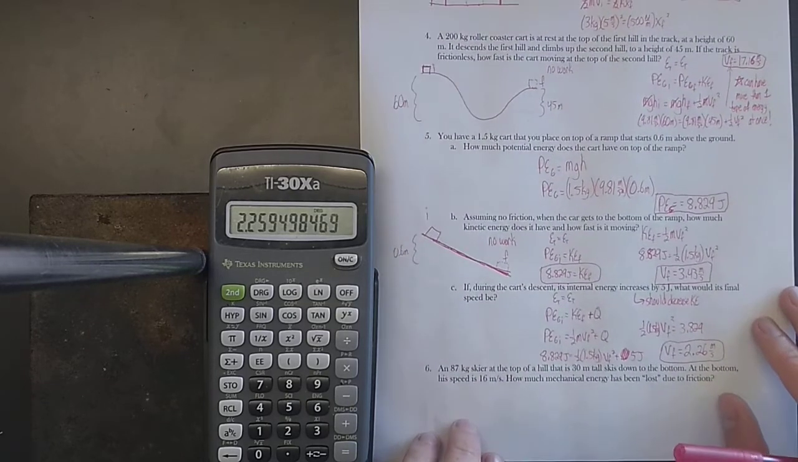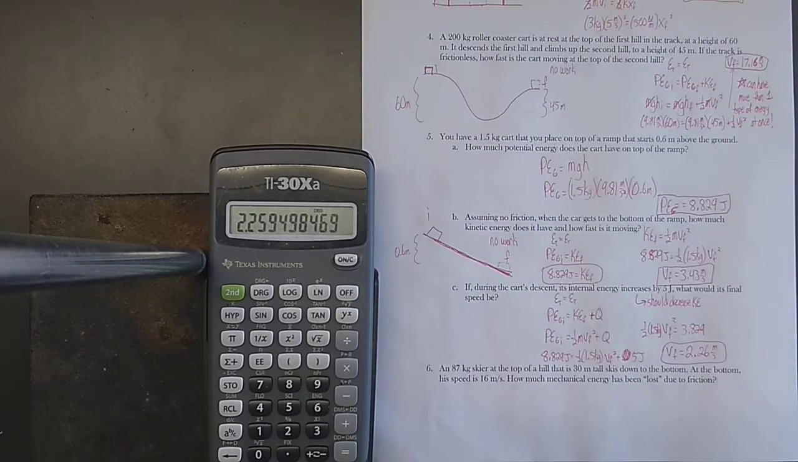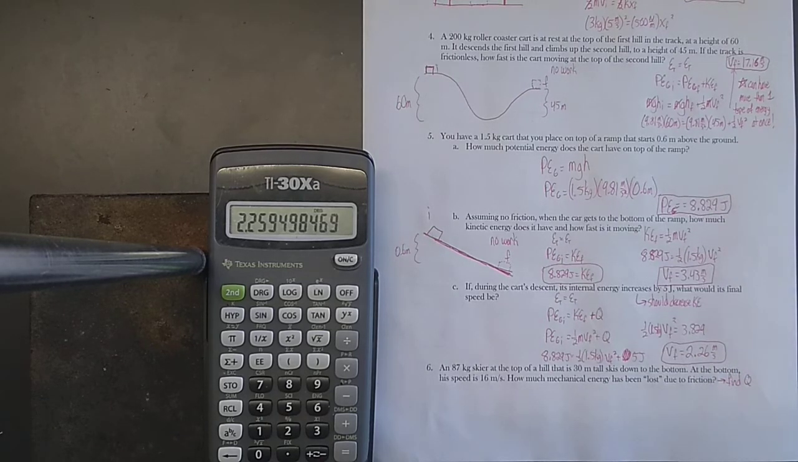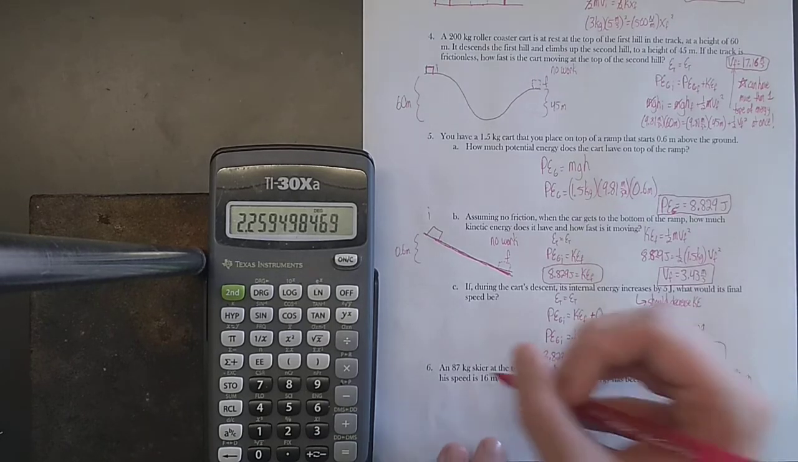Last question. An 87 kilogram skier at the top of a hill that is 30 meters tall skis down to the bottom. At the bottom, his speed is 16 meters per second. How much mechanical energy has been lost due to friction? Anytime you see that, it means find Q. If you see how much mechanical energy has been lost due to friction, it means there is friction present. So you need to find how much energy has been taken by friction. In other words, how much internal energy has been generated.